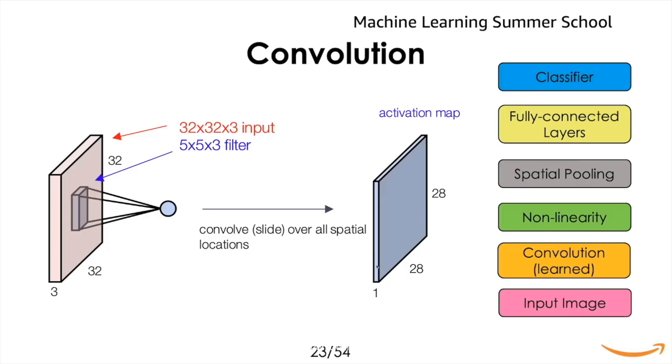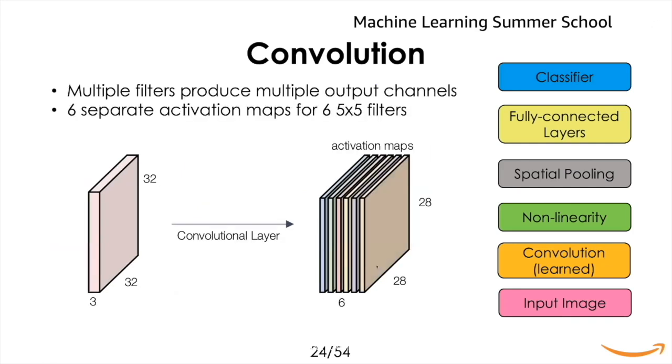But generally, more than one filter is used for convolution. In this case, you have 6 separate activation maps produced by 6 different filters, 6 different 5 cross 5 filters. Okay, a group of filters are usually called a filter bank, and the weights of these filters are learned during training, just as the weights of the MLP were learned during training.